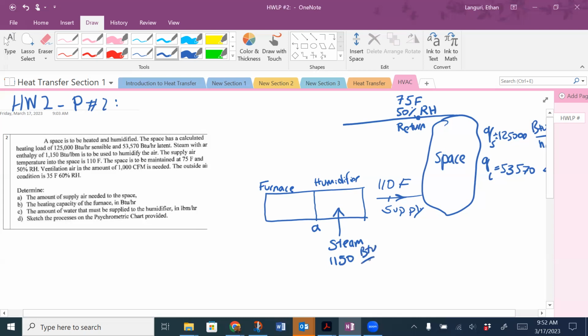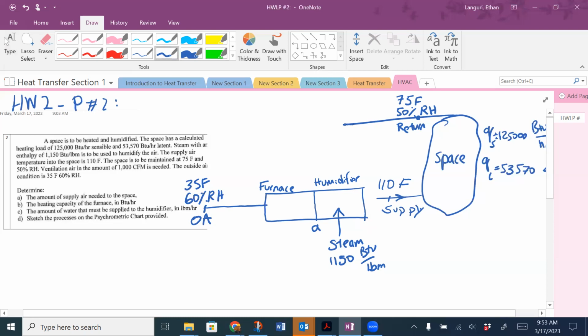BTU per pound mass. And for the furnace, it's totally separated from the humidifier. And of course, air comes in from outside air, some part of it. So let's show the outside air with OA, and it's very cold, 35 Fahrenheit, and 60% RH.